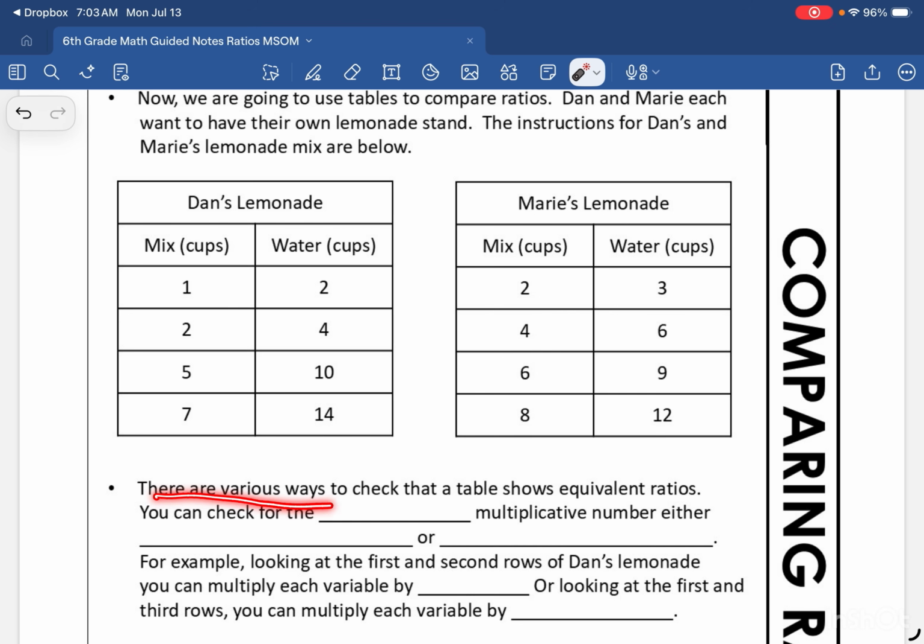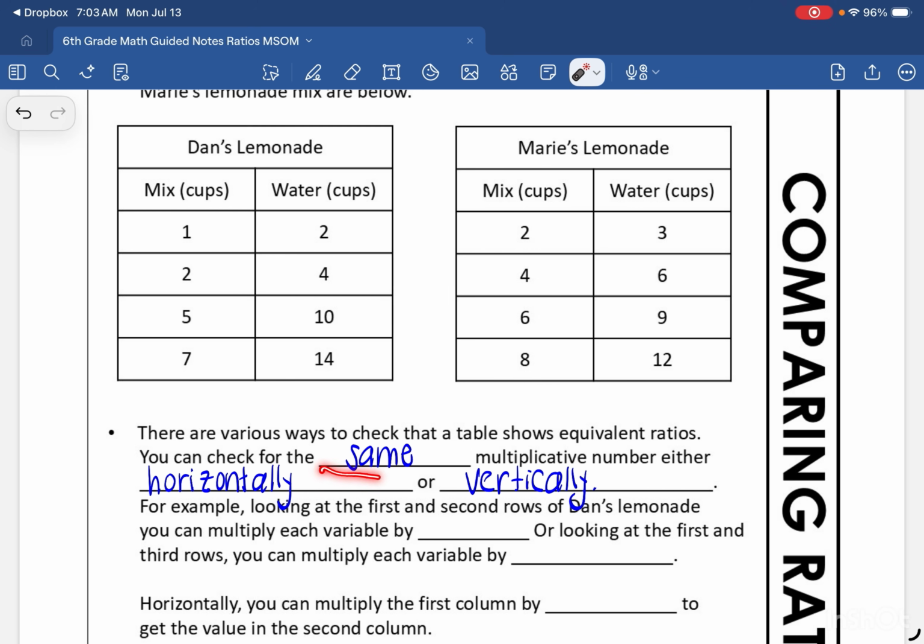There are various ways to check that a table shows equivalent ratios. You can check for the same multiplicative number either horizontally, meaning going across, or vertically, meaning going up and down. For example, looking at the first and second rows of Dan's lemonade, you can multiply each variable by 2. Or looking at the first and third row, I can multiply each variable by 5, because 1 times 5 is 5 and 2 times 5 is 10.